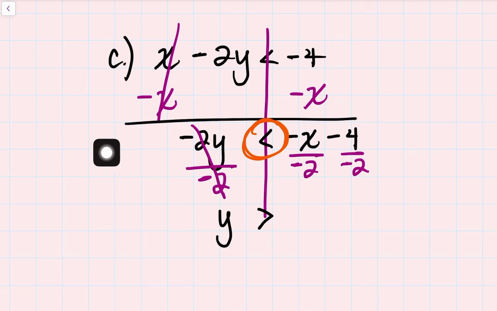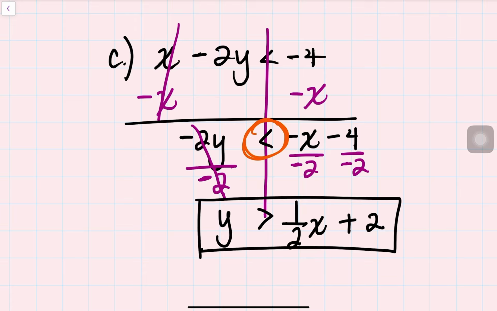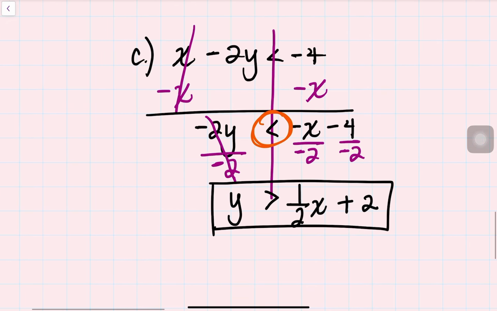I'm going to simplify this out, guys. Negative 1 divided by negative 2 is actually going to be a positive, because we know that a negative divided by a negative is a positive. And then negative 4 divided by negative 2 is a positive 2. That there is my inequality. So a note.